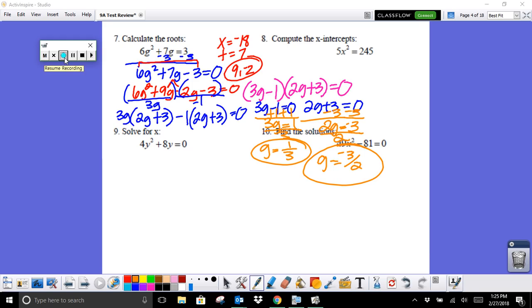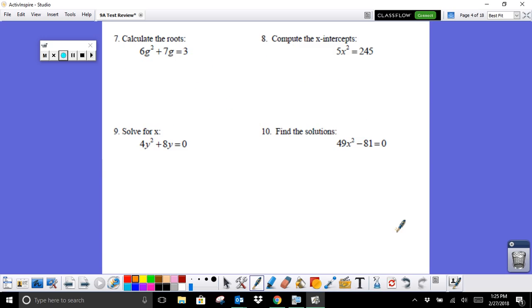All right, number 8. I'm going to delete this so I have more room. Number 8, compute the x-intercept. So again, I'm finding solutions, roots, zeros, all mean the same thing here. There's a couple different ways you can work this problem. You could do it by factoring, which means you would have to subtract the 245. I think it's easier just to solve for x on this problem.